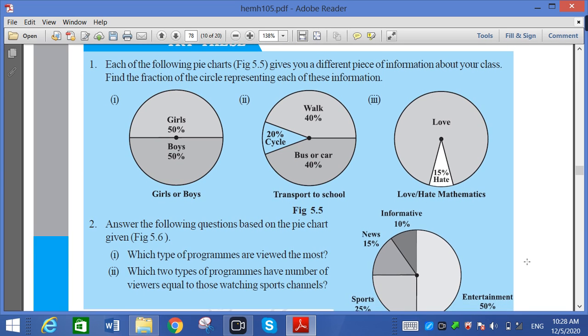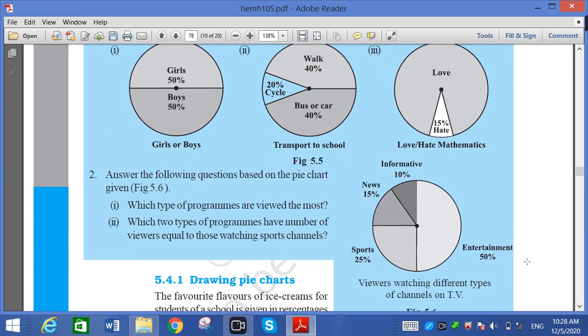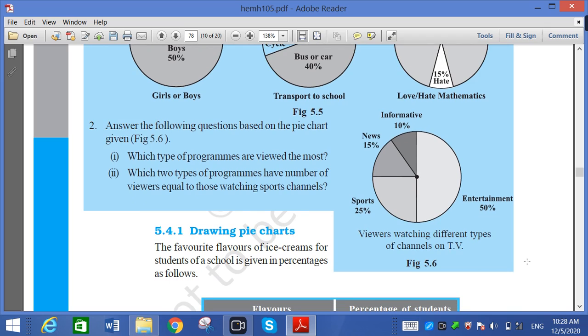Let us do one more further. So the graph is also given, the circle is also given. Just we have to analyze it. Answer the following question based on the pie chart given. Which type of program is viewed the most?